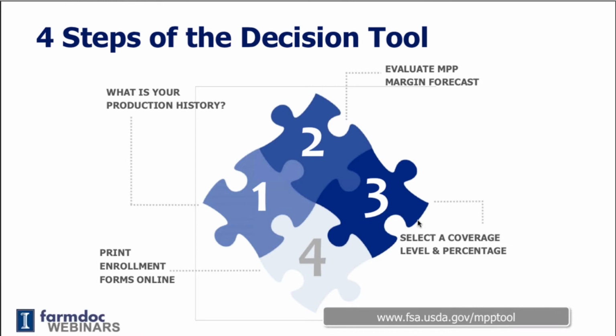Once evaluating the forecast and the probability of MPP payments, farmers using the tool can select a coverage level and a coverage percentage. And then the best part is once they've done all that, they can print their farm-specific enrollment forms online and walk them into the FSA office. In 4 steps, a farmer can find out what type of MPP coverage is necessary for the dairy and then sign up.